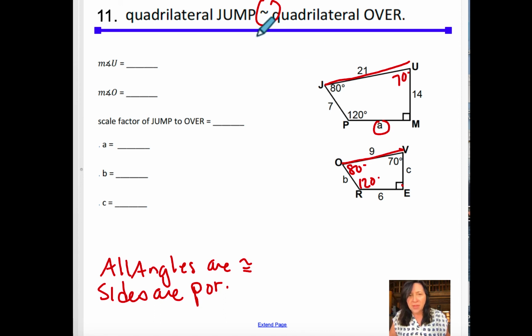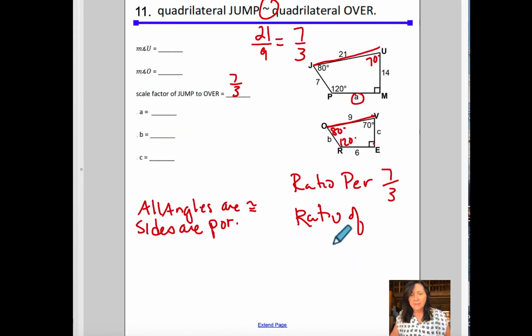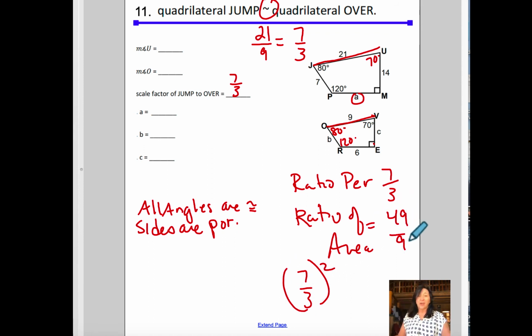So I'm going to say my scale factor is 21 over 9, but I need to reduce that by 3 because it's going large to small. So reducing that by 3, I get 7 is to 3. So my scale factor is 7 over 3. And even before I know the perimeters, I also know my ratio of perimeters is going to be the same thing as my scale factor, which is 7 over 3. But my ratio of areas is going to be my scale factor squared, 7/3 quantity squared. So that's going to equal 49 over 9. In case you get asked that on the test, which you will.